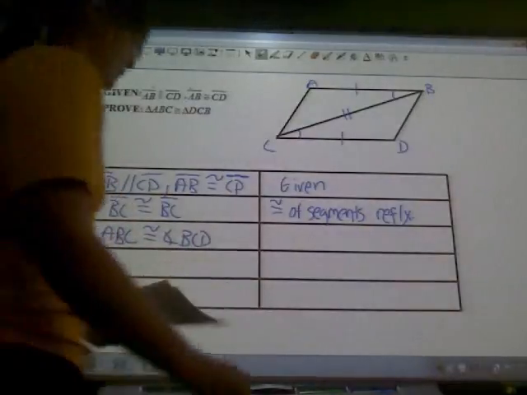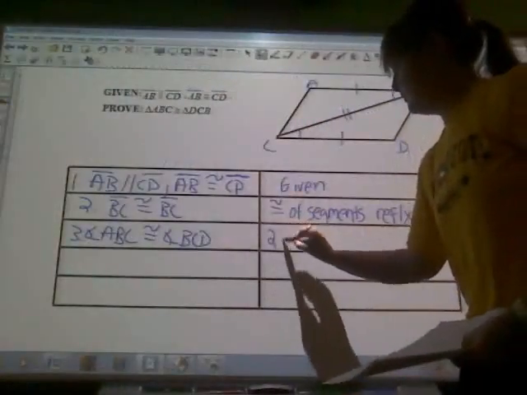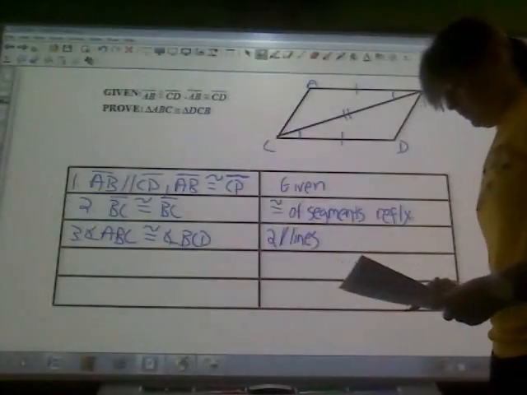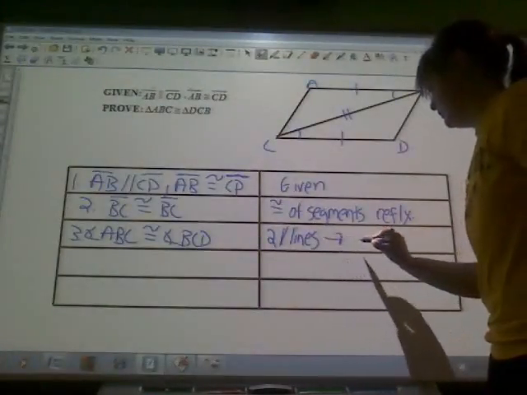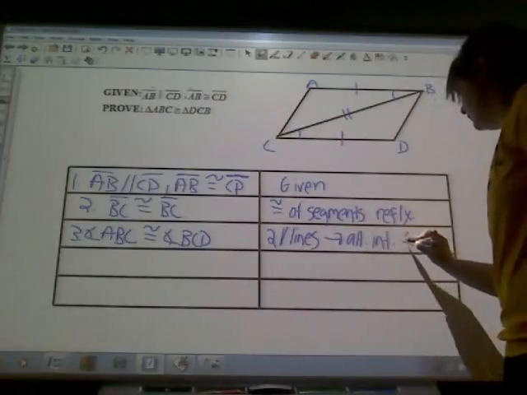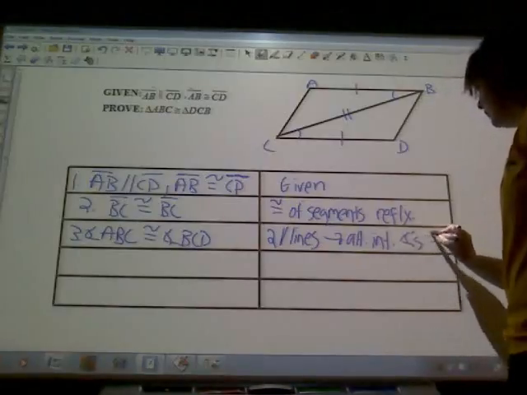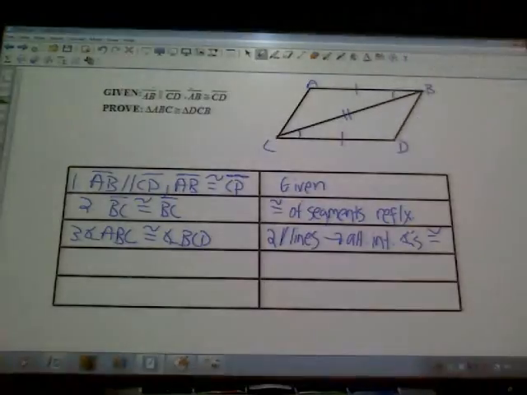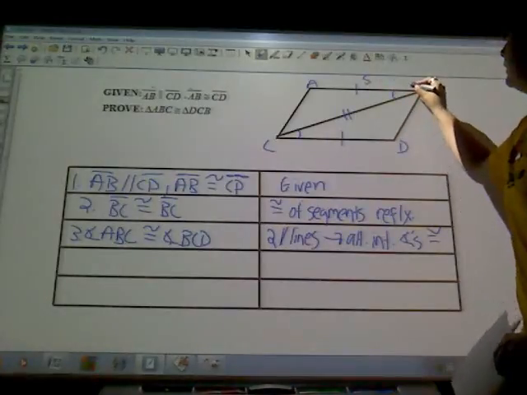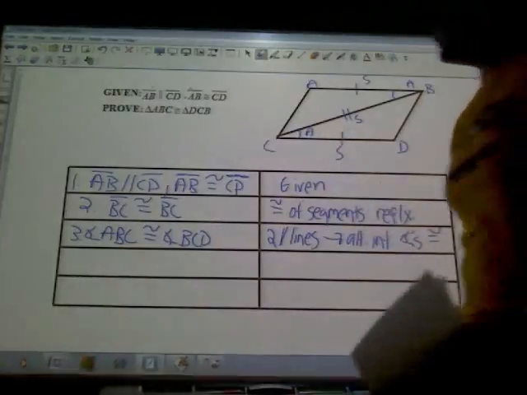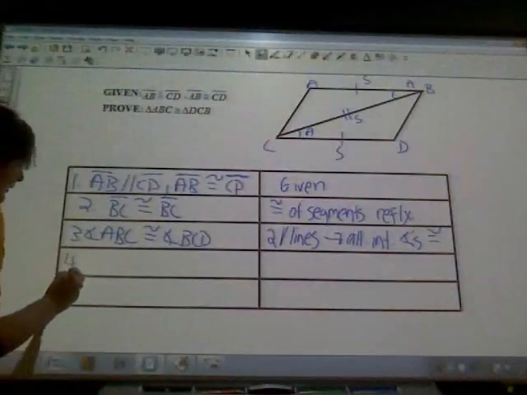This is because two parallel lines have alternate interior angles that are congruent. So with this, we have our three parts that we need to prove the triangle is congruent. We have a side, an angle, a side, an angle, and a side. So therefore, we've proven our triangle congruent.